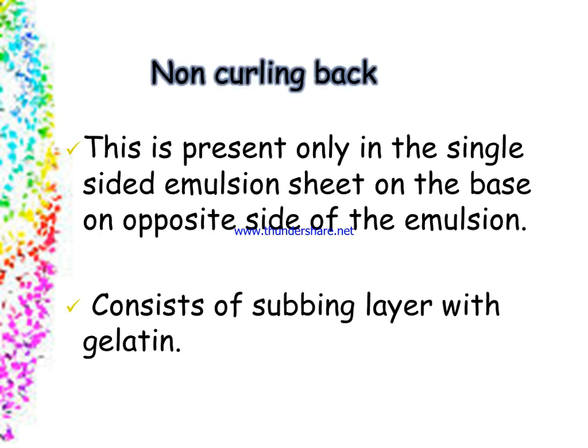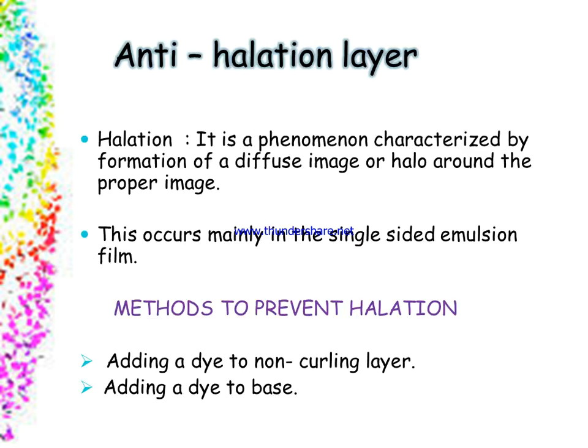Non-curling back is present only in single-sided emulsion film, on the base on the side opposite the emulsion, and consists of a subbing layer with gelatin. Anti-halation layer: halation is a phenomenon characterized by the formation of a diffuse image or a halo around the proper image. This occurs mainly in single-sided emulsion film.